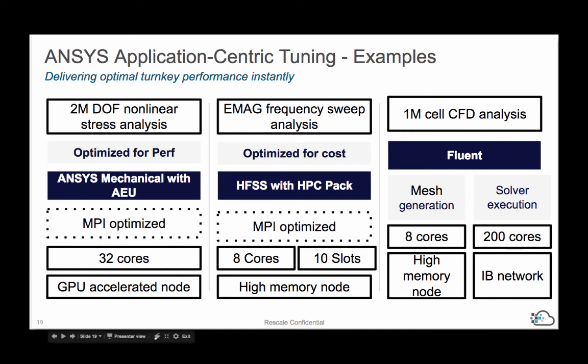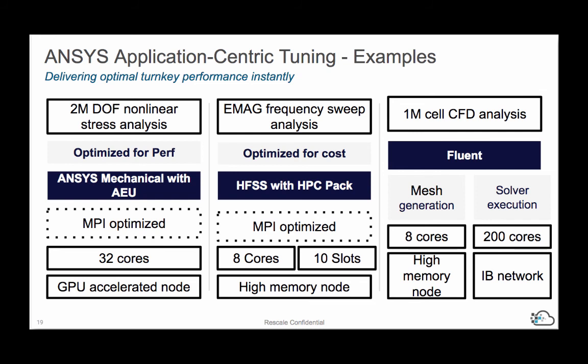Now, if you have a more routine analysis, let's say an EMAG frequency sweep analysis, you are able to run it using HFSS, the ANSYS product for electromagnetic simulation. And here you'd like to run a DOE analysis around the different frequencies. So you can use the DOE framework to keep the cost of your job lower. So you'll be able to run it on multiple cores, but also on multiple slots at the same time to run different configurations concurrently.